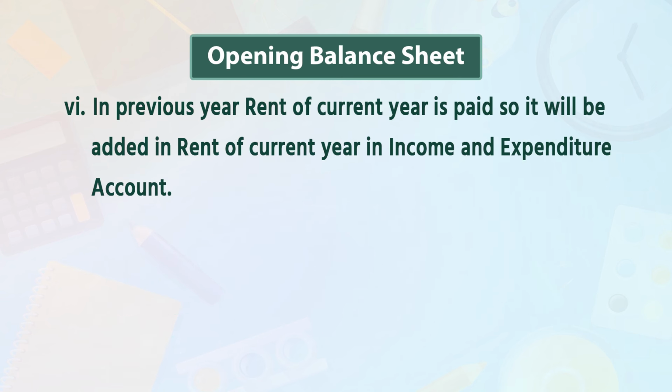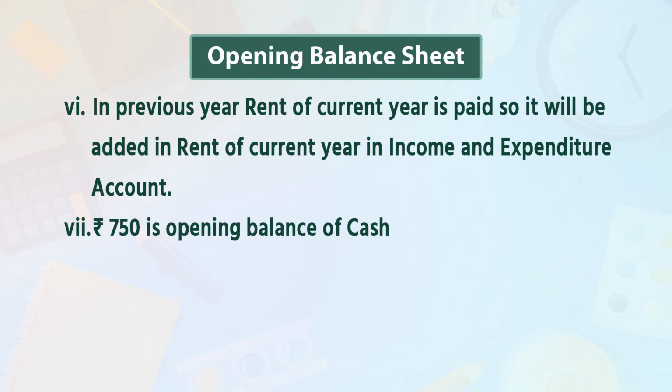Next point, in the previous year, rent of current year is paid. So, it will be added to rent of current year in income and expenditure account. Next, rupees 750 is the opening balance of cash. Now, we will see the adjustments. The first point is, at the end of the year, subscription of current year is outstanding, rupees 3,000. It will be in subscription of current year in income and expenditure account, and its second effect will be given in closing balance sheet asset side.